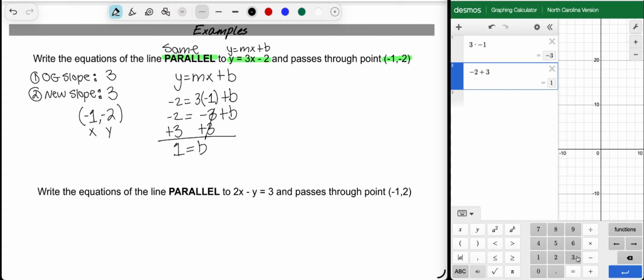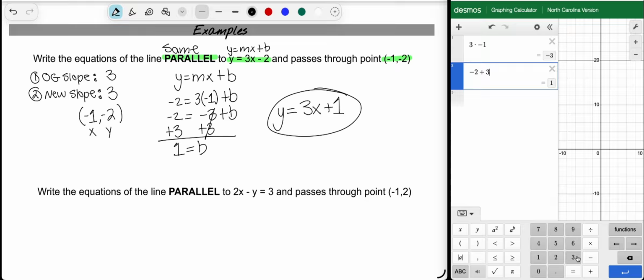Then I'm going to use the new slope to write my equation. So I'm going to have y equals 3x, and the 1 I got was positive, so it's plus 1. The equation that is parallel to y equals 3x minus 2 and passes through the point -1, -2 is y equals 3x plus 1.